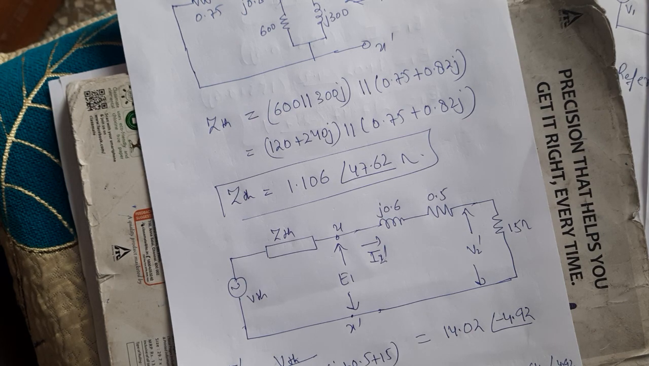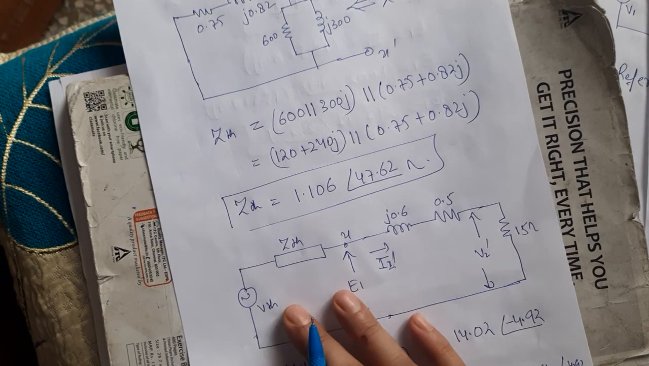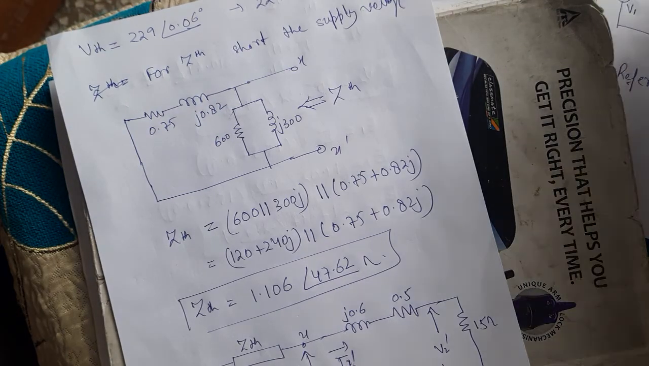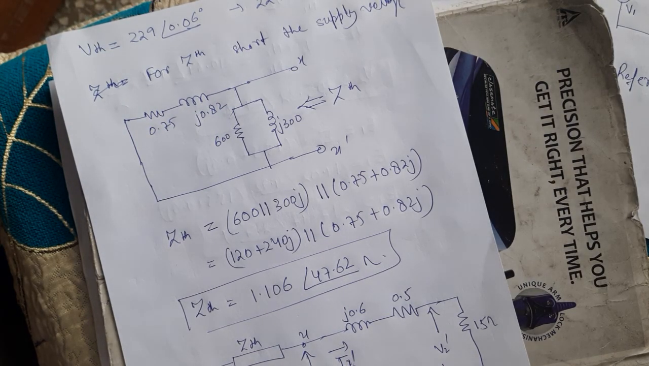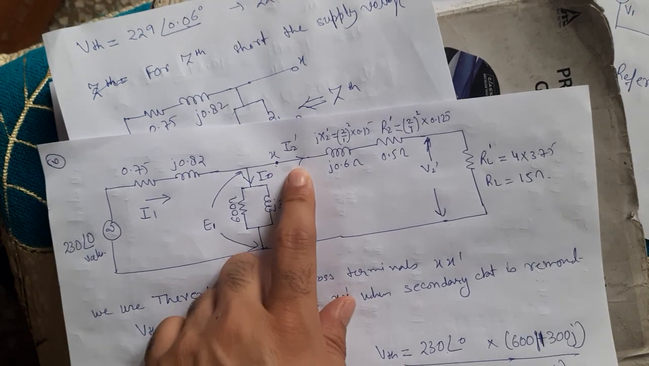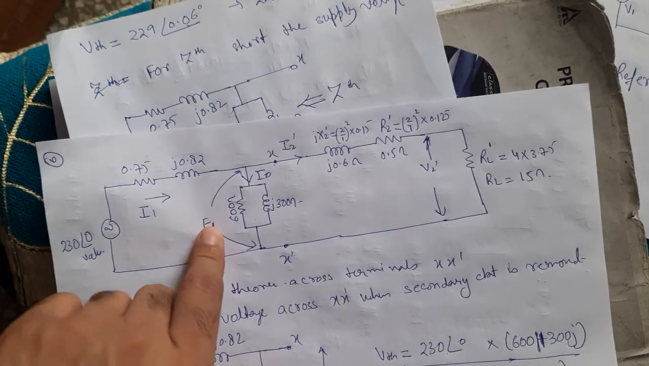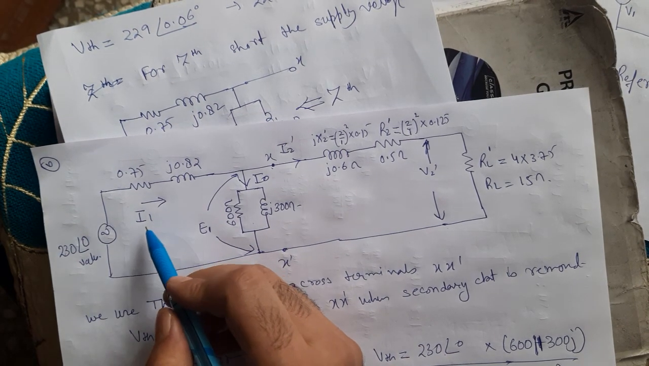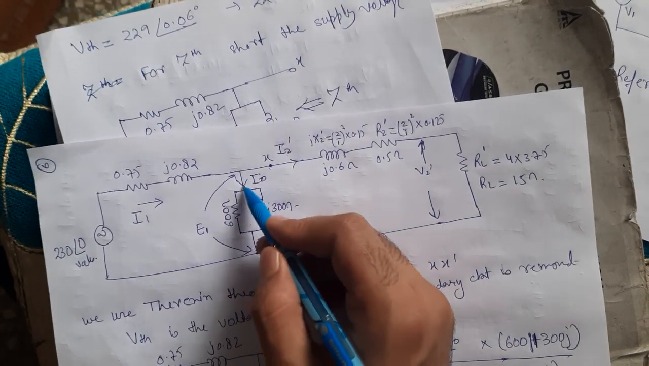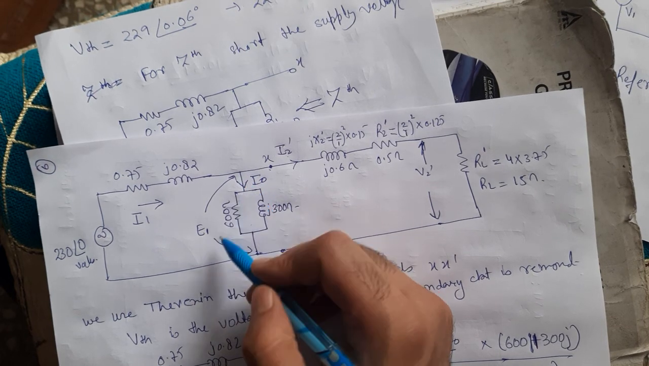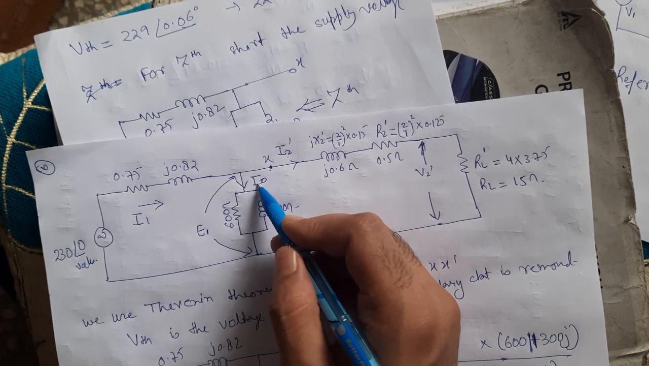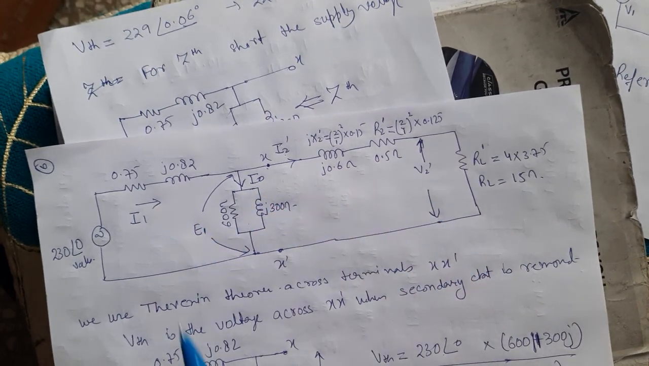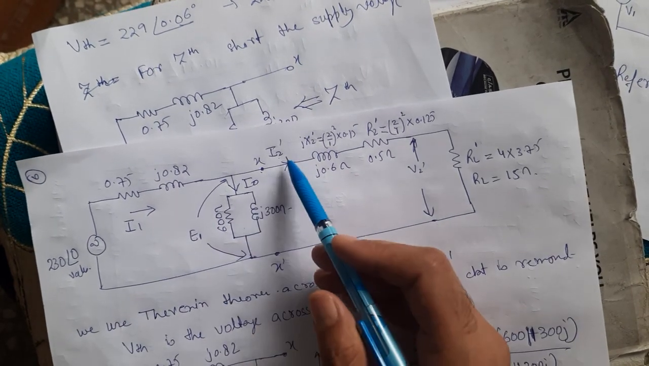Sorry, we don't need to calculate I1 separately, because if you see the original circuit, I calculated I2 dash and E1. What is I1? I1 is nothing but I2 dash plus I0. I calculated E1 because I want to calculate I0. Once I calculate I0, then only I can calculate I1, because I1 is nothing but I0 plus I2 dash.